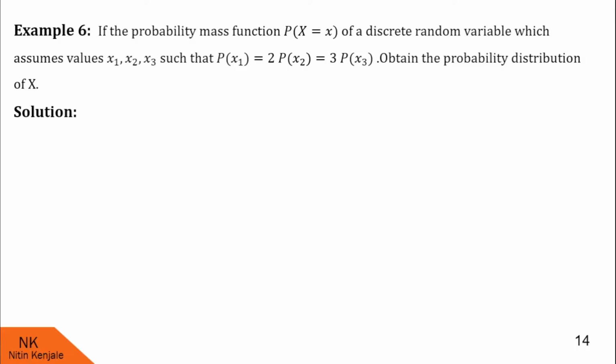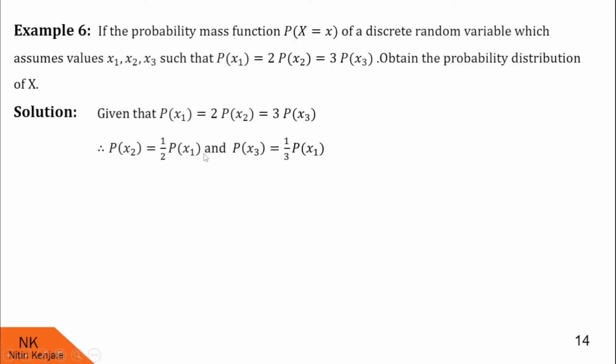Obviously, x is a discrete random variable because it takes only 3 values x1, x2 and x3. And given that P of x1 equal to 2 times P of x2 is equal to 3 times P of x3. Using this relation, I can say that P of x2 is half P of x1 and P of x3 is 1 by 3 P of x1.